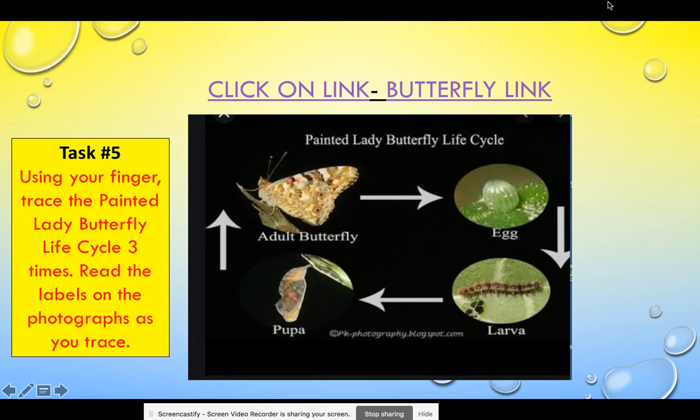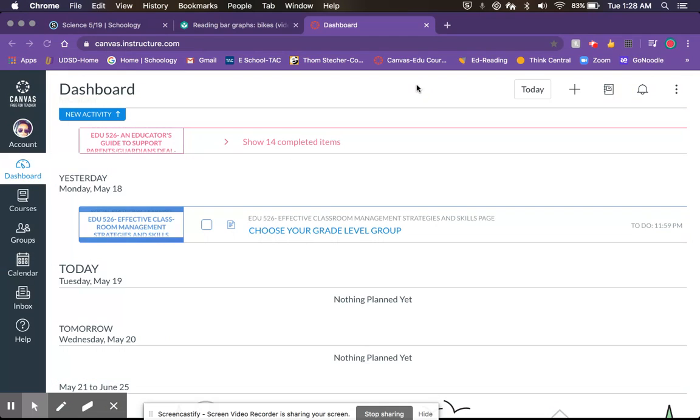All right, here's the butterfly link here. Using your finger, trace the painted lady life cycle 3 times. So obviously we don't start at the butterfly. We start at the egg, larva, pupa, which is also the chrysalis, and adult butterfly. Here's your link.